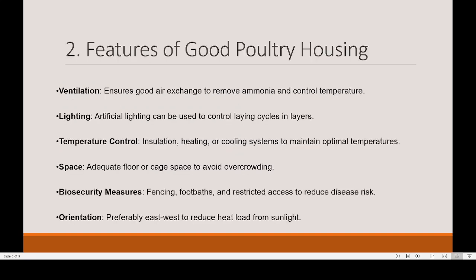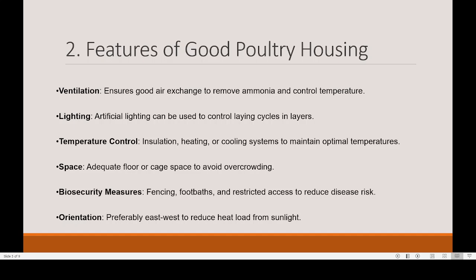Then what are the qualities of a good poultry housing? Now you have seen different types of poultry housing. The most important points are mentioned here. One is ventilation: ensure good air exchange to remove ammonia and control temperature. See, here they have a proper mechanism. High efficiency fans are there, exhaust fans are there.